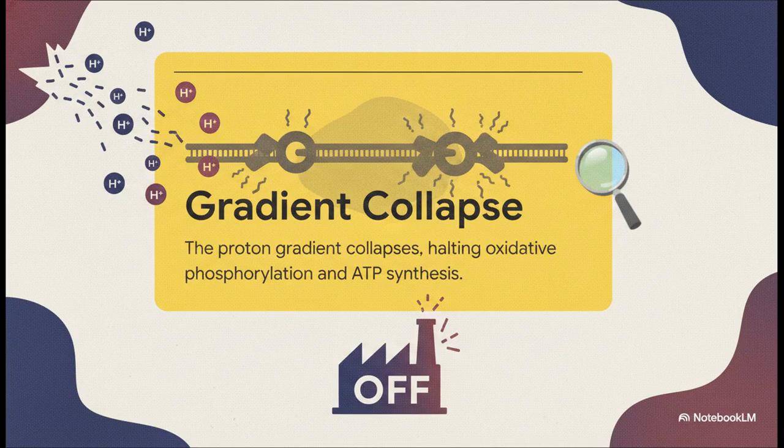The proton gradient collapses. See, the entire power plant runs on the simple fact that protons are trapped in the intermembrane space, forced to flow through ATP synthase. If you suddenly make that membrane leaky, the protons just diffuse back across freely. The gradient is instantly destroyed, and oxidative phosphorylation immediately shuts down, halting ATP synthesis. The whole factory basically goes dark.